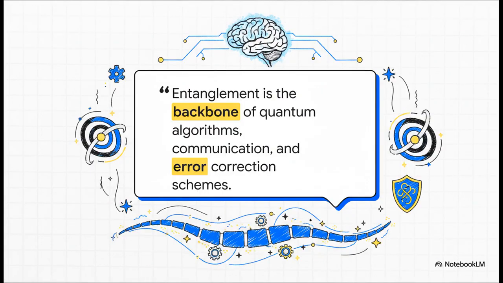And this quote really gets to the heart of it. Entanglement isn't just some cool party trick. It is the backbone of the entire field. It's the secret sauce that gives quantum computers their power. And you have to remember, this essential backbone is built piece by piece with the simple if-then logic of these controlled gates. Without the CNOT, there is no backbone.